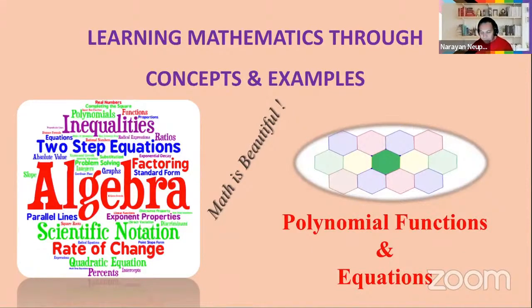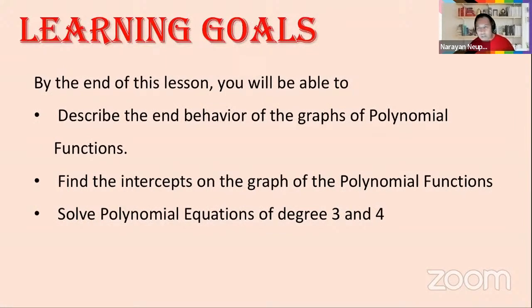So the big goals for this quick lesson are: you should be able to describe the end behavior of the graph of polynomial functions. That is, if the polynomial function or equation is given, you should be able to describe the end behavior of the graph of those functions. Next, you should be able to find the intercepts on the graph of a polynomial function. And finally, you're going to learn how to solve polynomial equations of degree 3 and 4 when one or two of the roots are given.